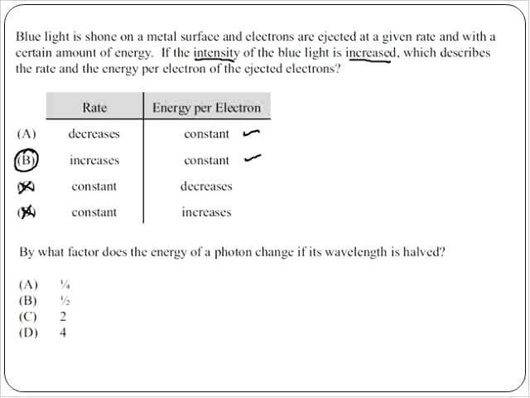Next one, by what factor does energy of a photon change if its wavelength is cut in half? Remember that energy equals hc over lambda. There's your formula. So in other words, energy and wavelength are actually inversely proportional, okay? Energy is proportional to 1 over the wavelength, 1 over lambda. So what we do is if the wavelength is halved, that's like saying 1 over a half. And 1 over a half is equal to 2. So the energy changes by a factor of 2. That's the easiest way to look at that one.